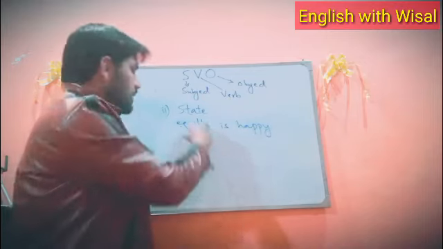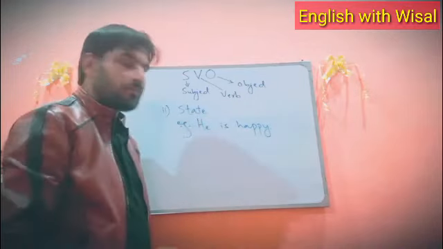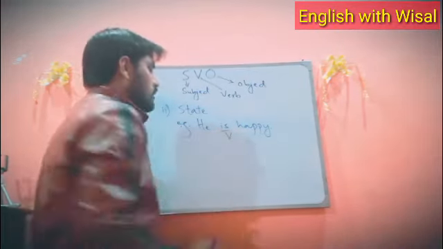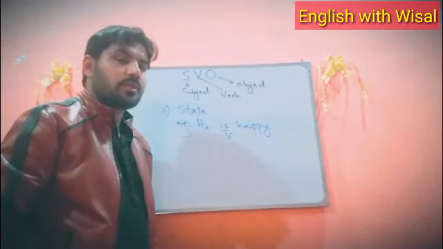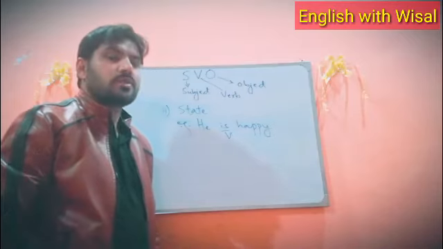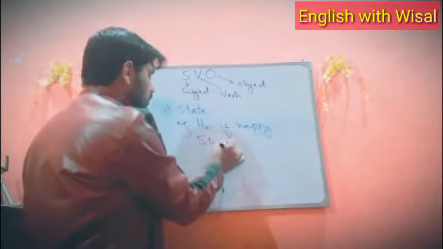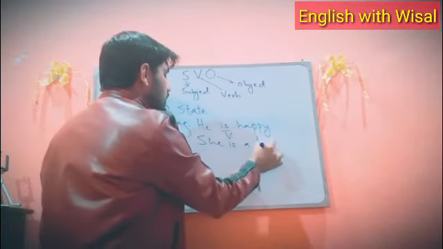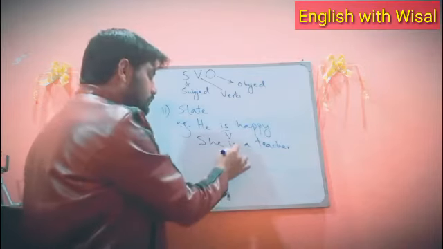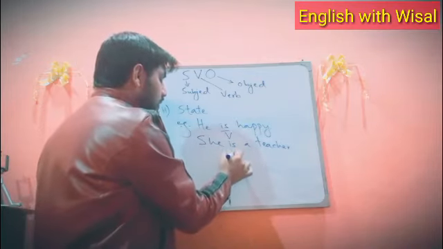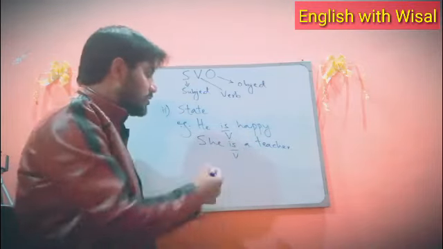The second point in the verb is that it will describe a state. So in this sentence, it is a verb. Why? Because it describes the state of the subject, that in which state the subject is. He is happy. Another example. She is a teacher. So you see, in this sentence, it is a verb because it describes the state of the subject.